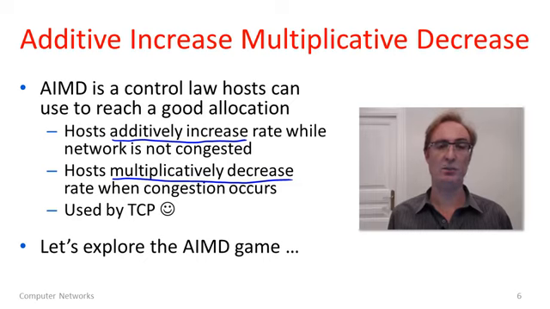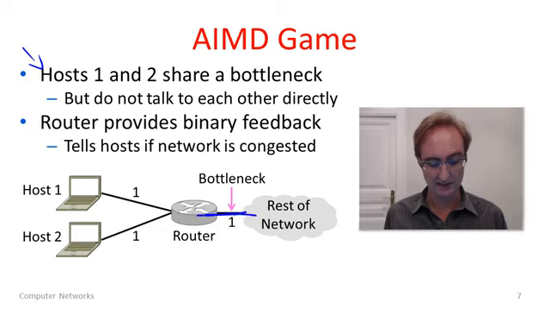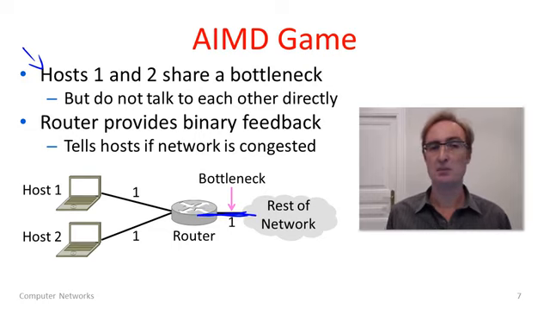Now, just to see why AIMD is any good, let's use the AIMD game to see how it works. Here's the game. The game is to consider a very simple network. There are these two hosts, host 1 and host 2. You can see here they're attached to the network and they're sharing a link of 1 unit. This is the bottleneck for both of those links. So somehow host 1 and host 2 are going to have to agree amongst themselves who gets how much of that link.